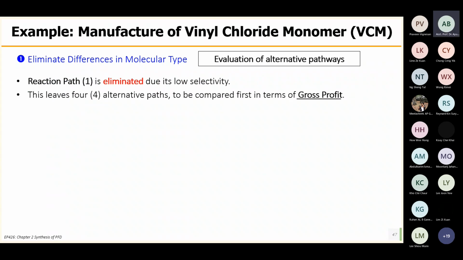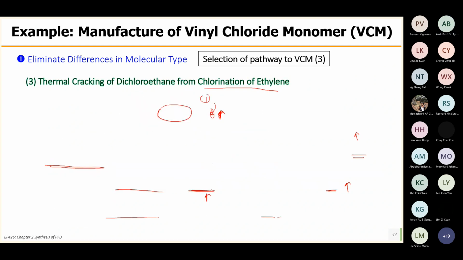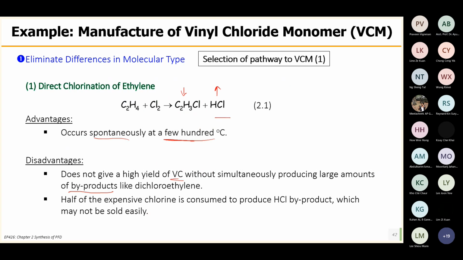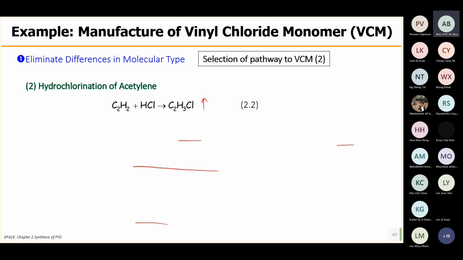Okay, here it concludes reaction path 1 is eliminated due to its low selectivity. Okay, we go back to path 1, what it said just now. Low selectivity. Yes, as mentioned, the efficiency is not that high. The byproduct is higher compared to the main product. So this one, eliminate. Okay, no need to consider.